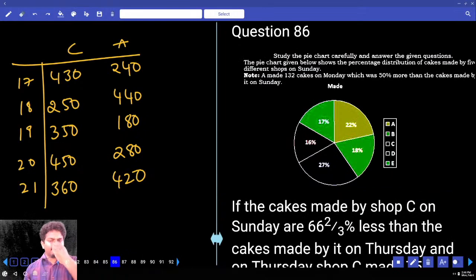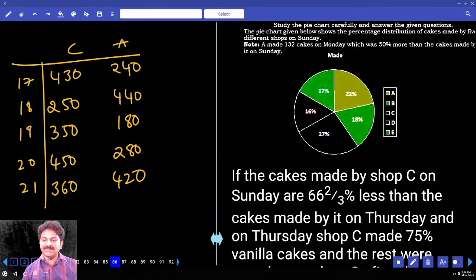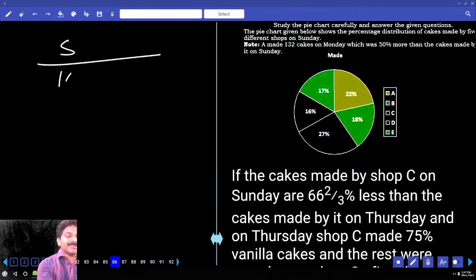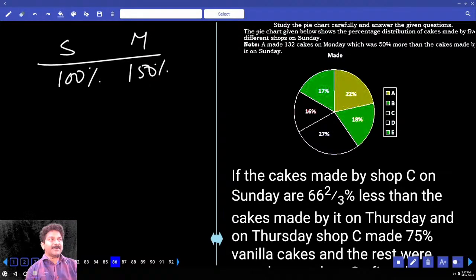The pie chart given below shows the percentage distribution of cakes made by 5 different shops on Sunday. A made 132 cakes on Monday, which was 50% more than the cakes made on Sunday. So given data is for Sunday. If cakes made were 100%, on Monday it will be 50% more, that is 150%. They both will be in the ratio 2:3.